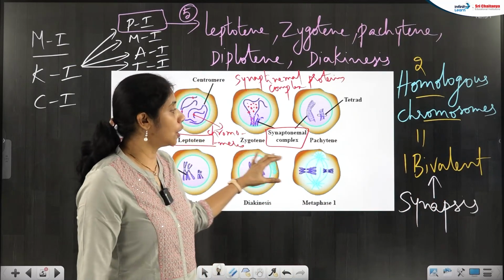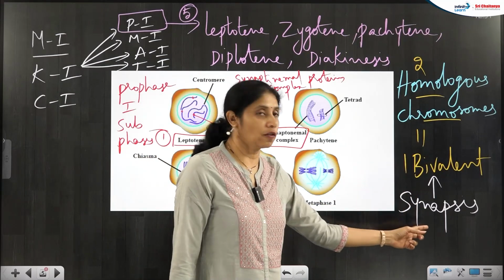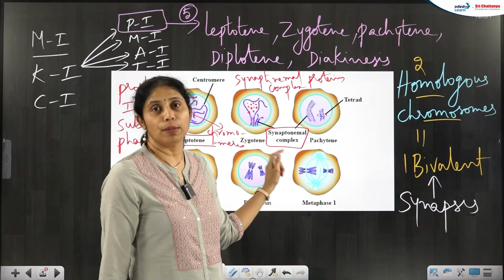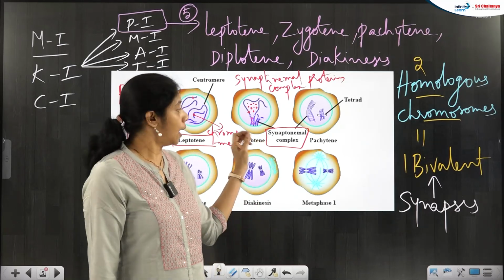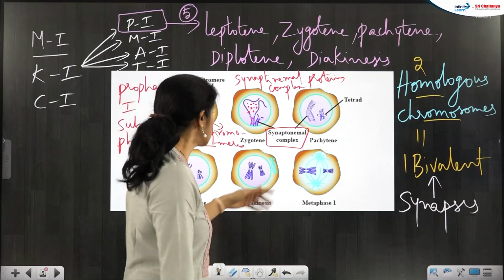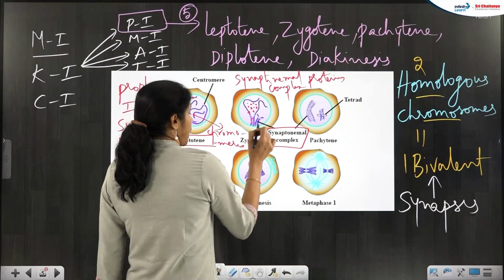So by the end of the zygotene, bivalents are formed by the process of pairing, called synapsis, and it happens through the synaptonemal complex proteins. Now this cell nucleus enters the next stage, the third stage, called pachytene.